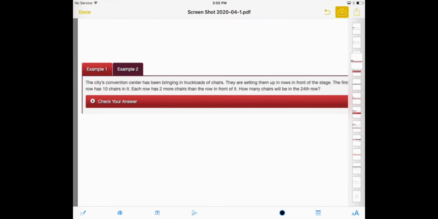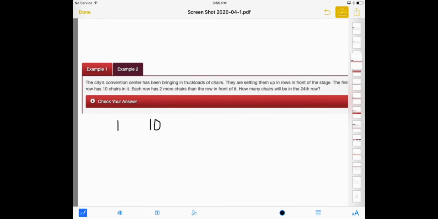And for example number 2, we have a city convention center has been bringing in truckloads of chairs. They're setting them up along the front row of the stage. The first row has 10 chairs. Each row has 2 more chairs than that, and we want to find out how many chairs will be in the 24th row. So something I always suggest you guys do is make some sort of a little table or just organize your numbers.